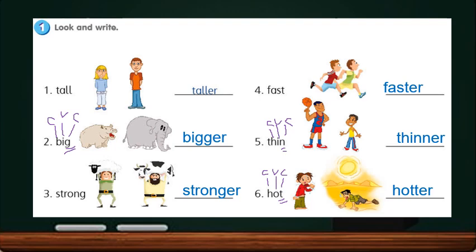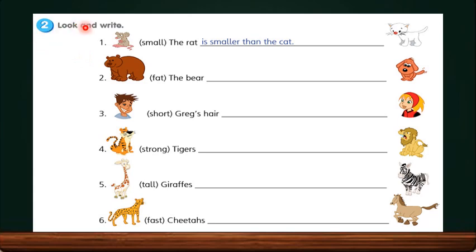Well done. Activity 2, look and write. In this activity, we are going to compare two animals by using comparative adjectives and write it in a sentence. This is a rat and this is a cat. The rat is smaller than the cat. Let's try question 2. This is a bear and this is a dog.